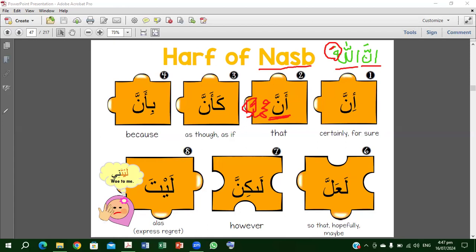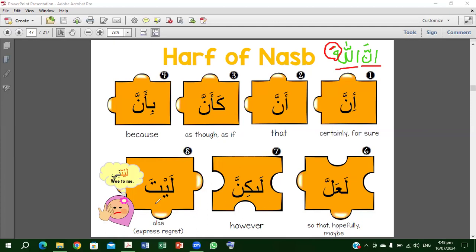Okay. So it will always be fatha after anna. Okay, so let's quickly now go through the next huruf of nasab. So inna, certainly; anna, that; ka'anna, as if, as though; bi anna, because; la'alla, so that, hopefully, maybe, it could be any meaning, la'allakum tuflihun, so that you may be successful. Okay, so this type of meaning it has, la'alla.